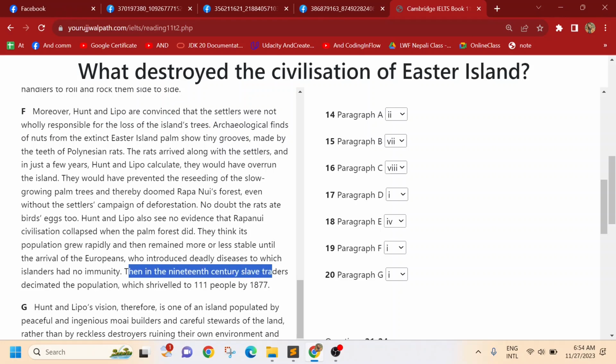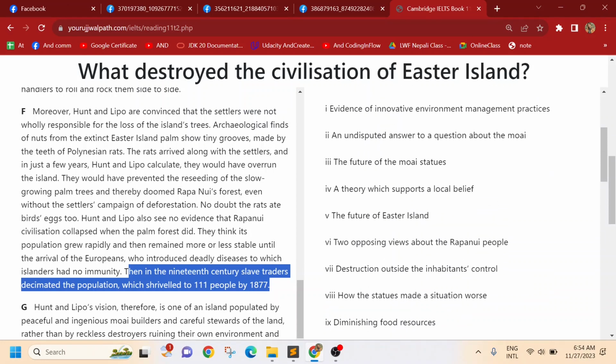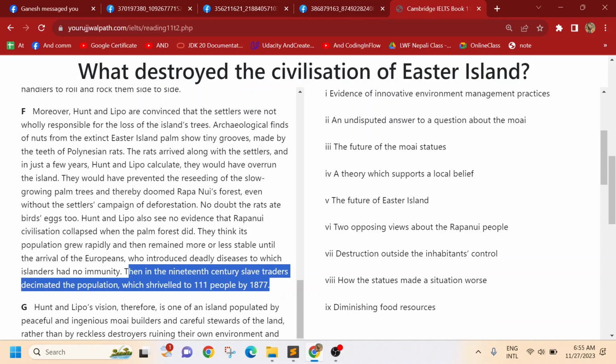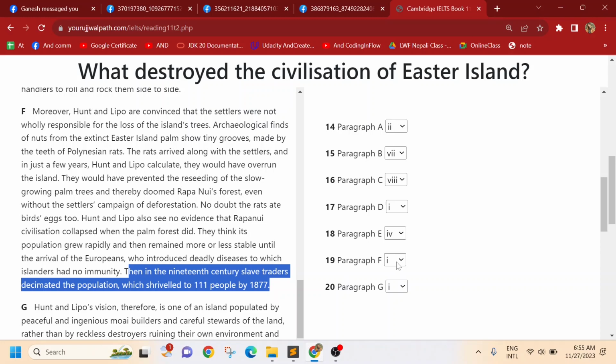Then in the 19th century, slave traders decimated the population, which dropped to 111 people by 1877. What does it suggest? It's a kind of destruction and the population has reduced. So there should be something to happen. And if we see the options, what would you go with? If the population is reducing, then of course destruction. But we chose this number 7 option with paragraph B, and this cannot happen, that two paragraphs have the same option. So for now, as it is close, I'm going to choose 7.